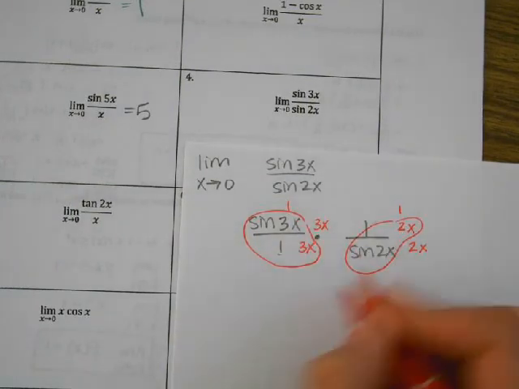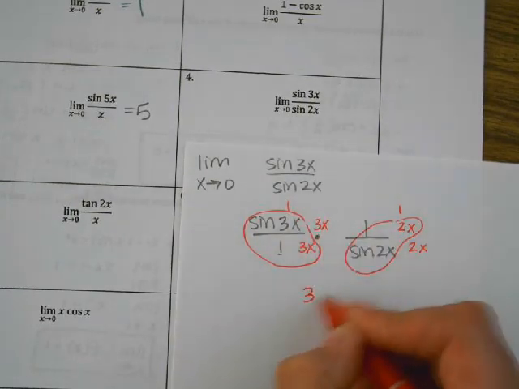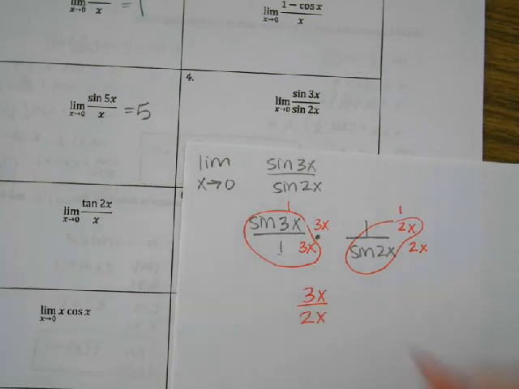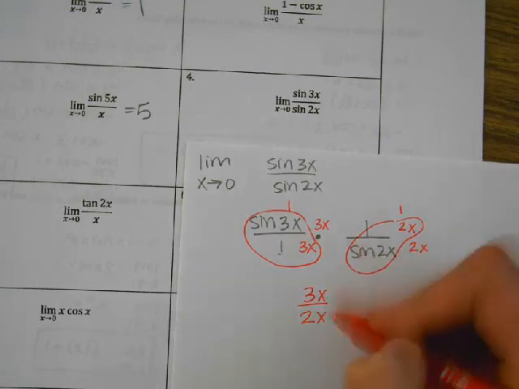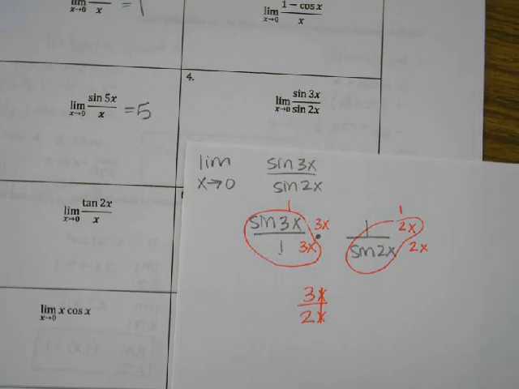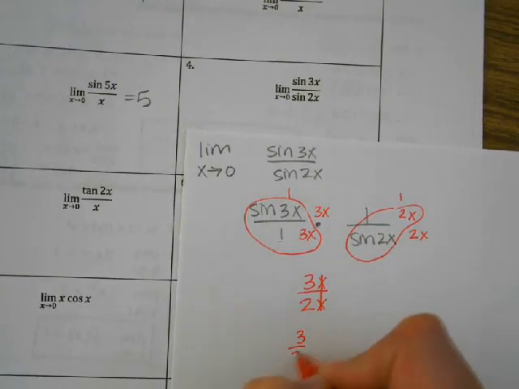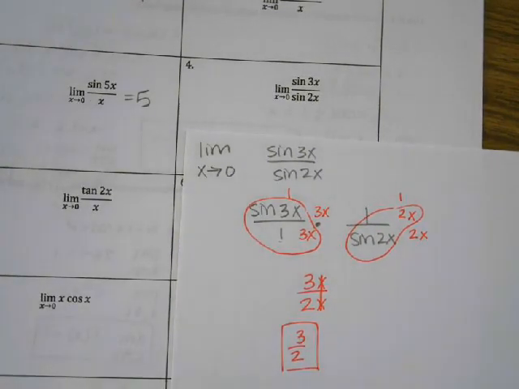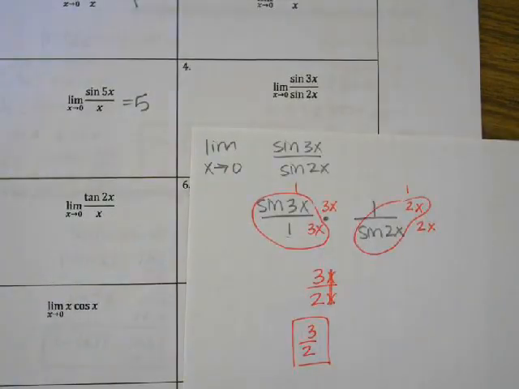And then when we look at what we've got left, we have a 3x left on the top and a 2x left on the bottom. So now, if we want to evaluate the limit, what happens with those x's? Cancel. They cancel. And what's your limit? 3 over 2. So we've got some like manipulative tricks happening here, okay?